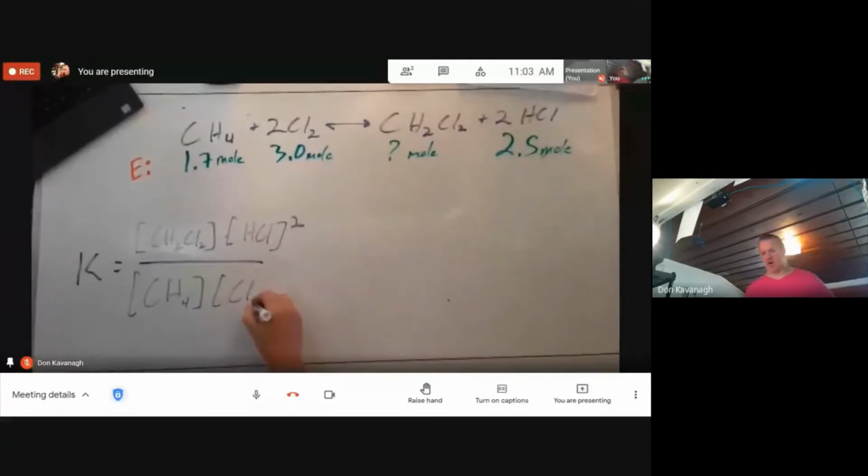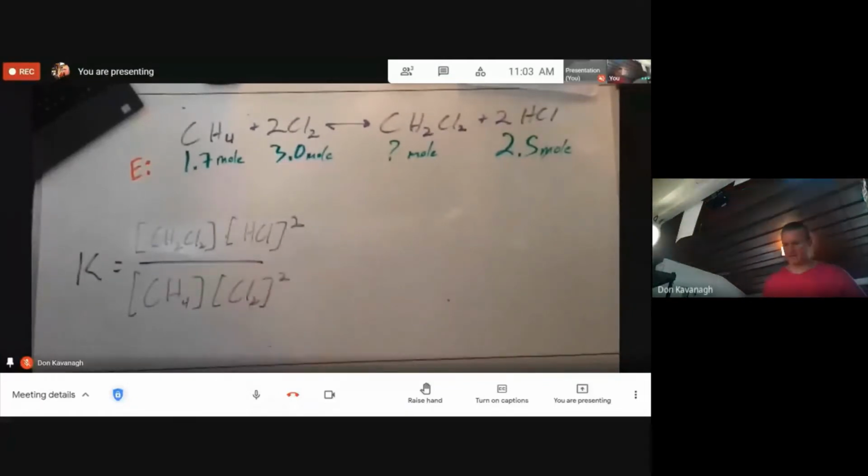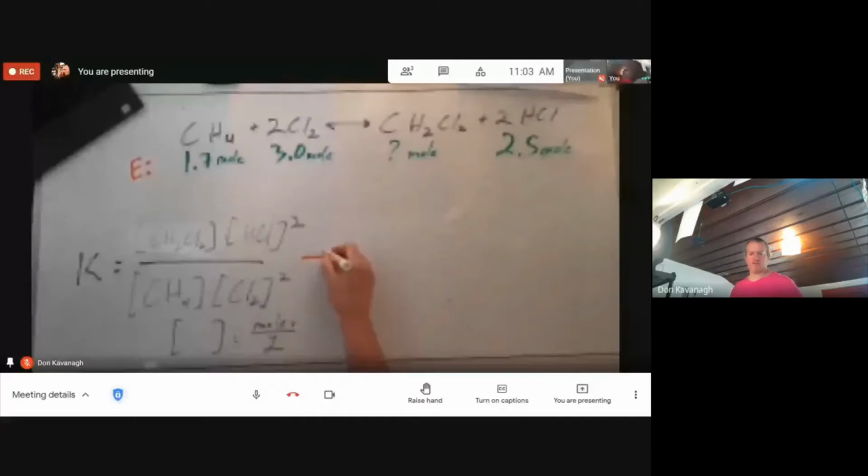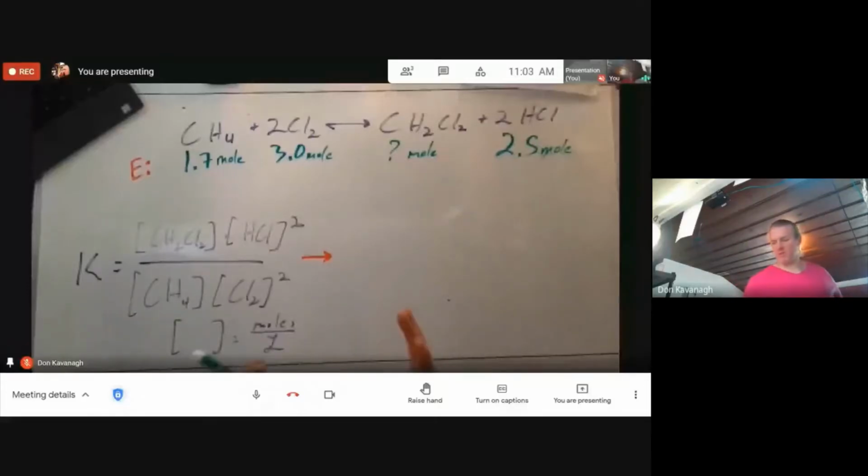And recall that those square brackets mean moles divided by liters. So we start by filling in what we know. We were told that this all took place in a 1 liter vessel. So to get these in molarity, we can divide them by 1 liter.